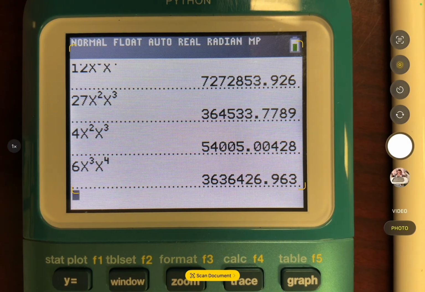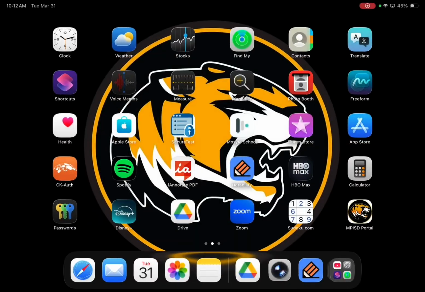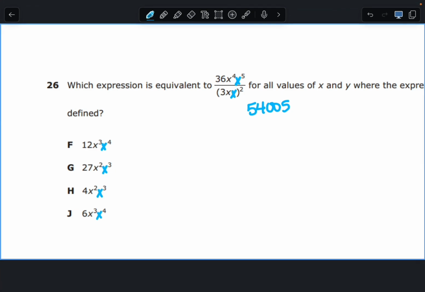All right. So for answer choice F, we get 7,272,000. For G, we get 364,000. For H, 54,005. And for J, that one is 3 million, right? 3,636,426. So which ones match?